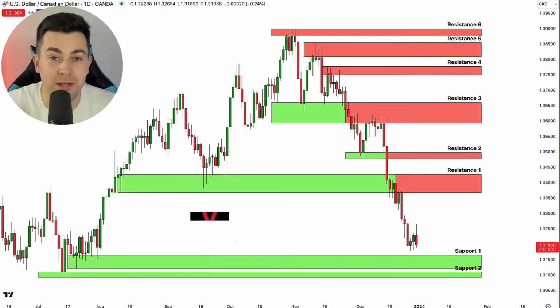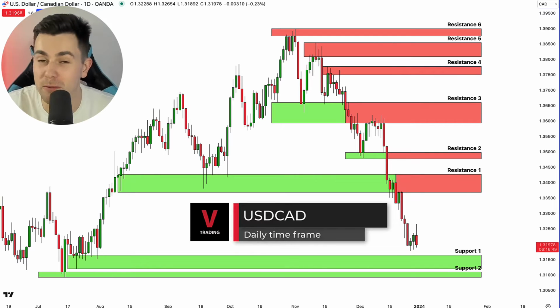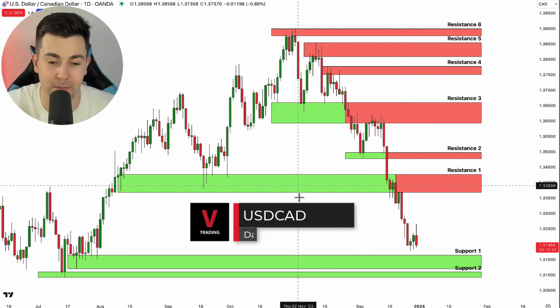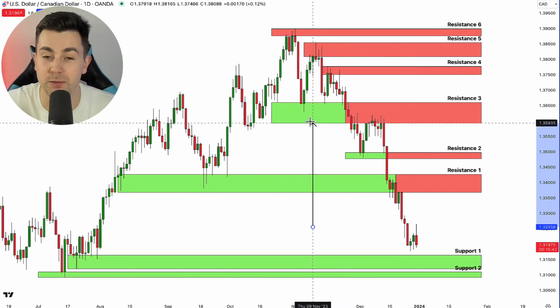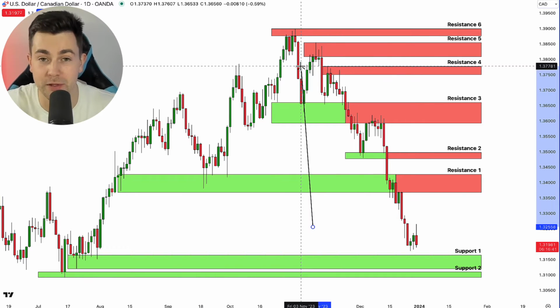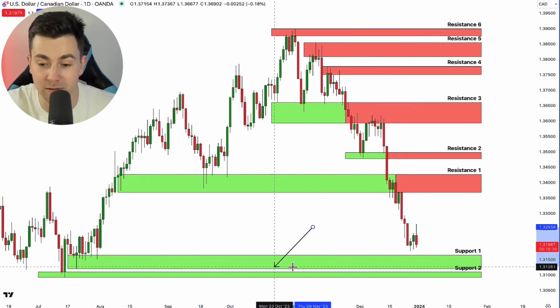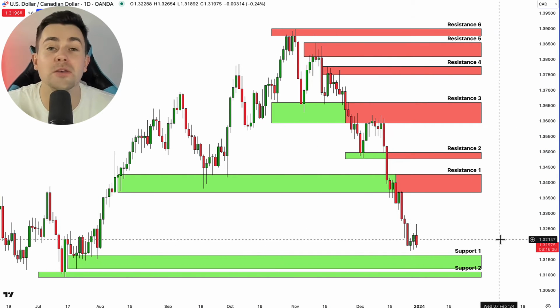Element number 1. Clear historical significance. The structure that you spotted should act as a significant historical support or resistance. Here are the important structures, the supports and resistances that I spotted on $CAD on a daily. Please note that all the structures were important for the market participants in the past. And in the past, from these structures, we saw strong bullish or bearish reactions.